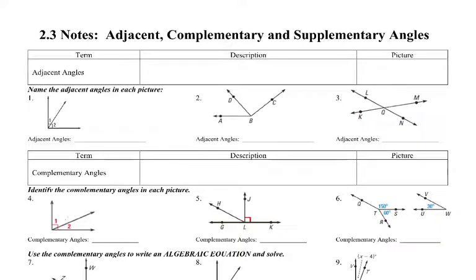So today we got several new terms: adjacent, complementary, supplementary. I bet you've heard some of these words before. Do you know what the word adjacent means? Adjacent means next to each other. So adjacent angles are angles next to each other. Right next to each other.